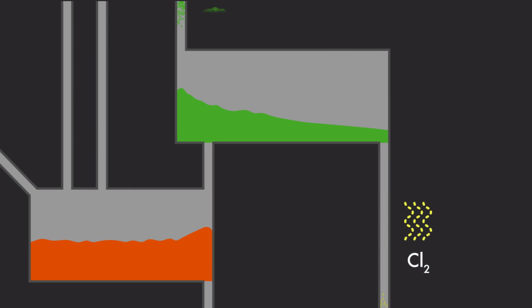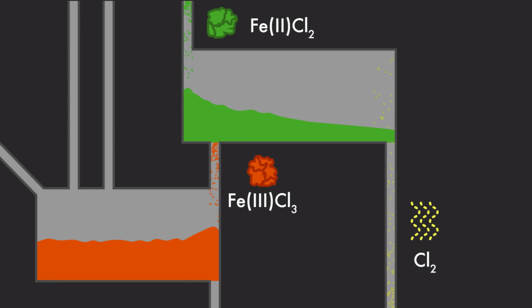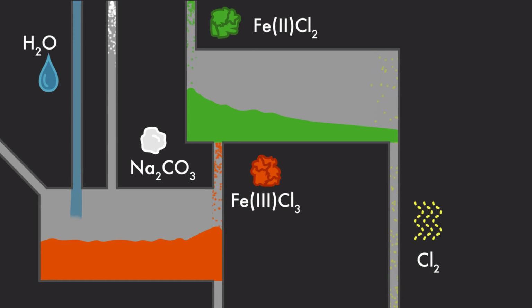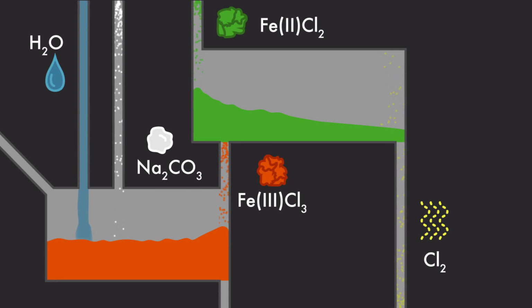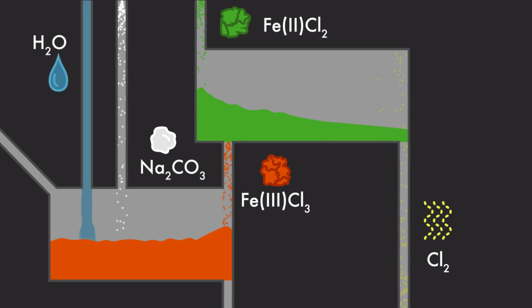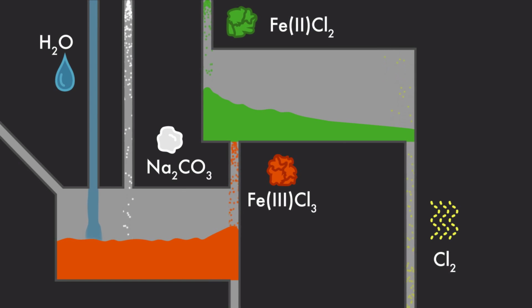When you combine chlorine gas with the iron 2 chloride you got from the olivine, you get iron 3 chloride. At this point, sodium carbonate and water are added to the iron 3 chloride. These are also both byproducts of the system, but we'll cover where they came from in the next video. This combination of sodium carbonate, water, and iron 3 chloride produces ferric hydroxide. And when you put ferric hydroxide in a dryer and cook off the water, you're left with pure hematite.